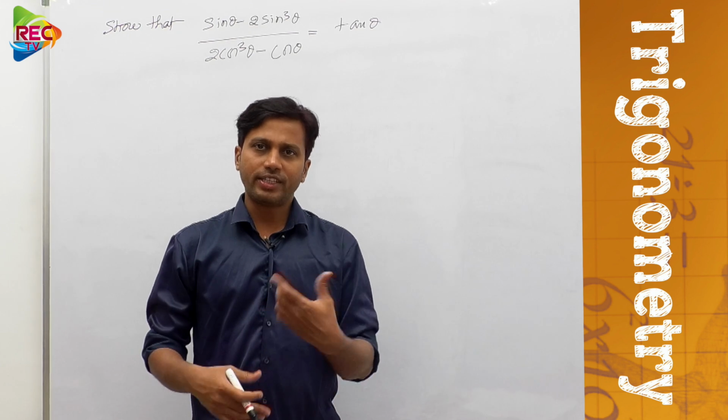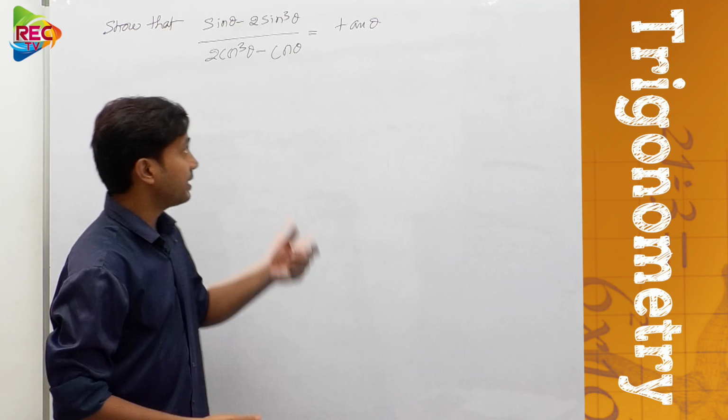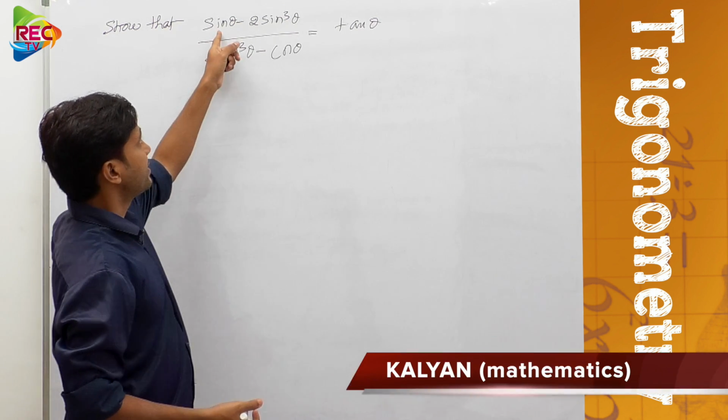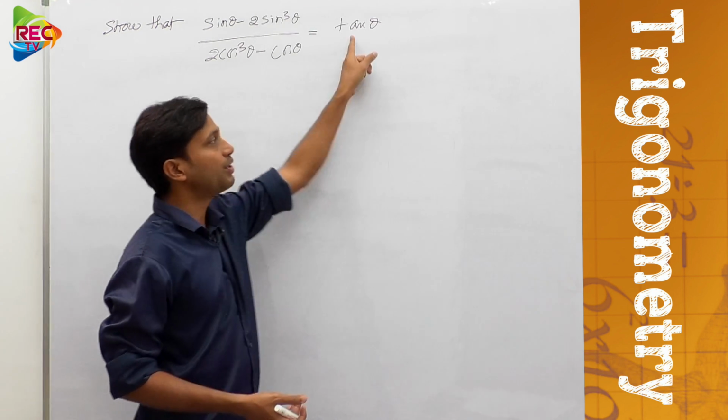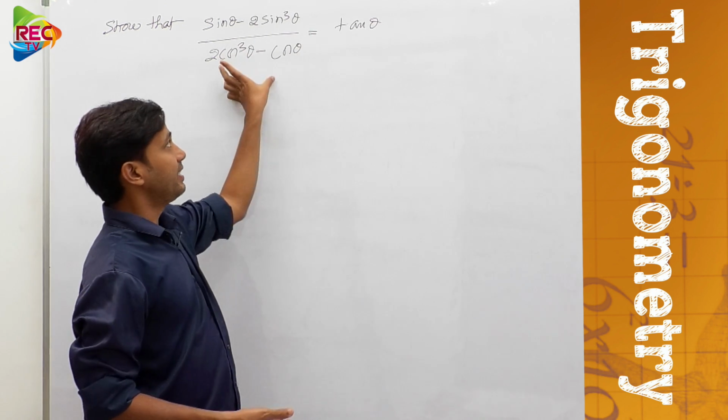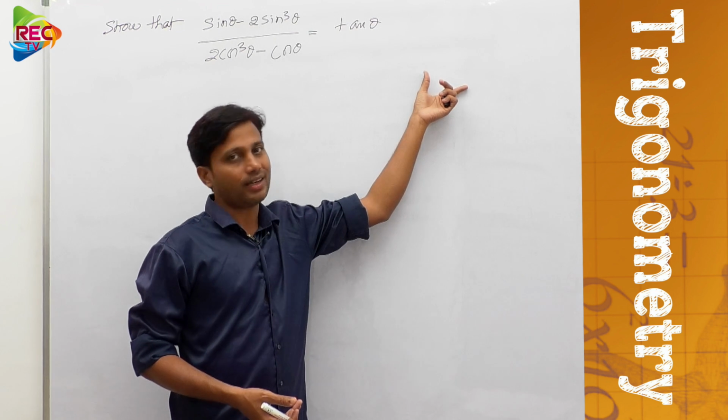So let's solve the next problem. Okay, so let us see what it is. Here we need to show that (sin theta minus 2 sin cube theta) by (2 cos cube theta minus cos theta) equals tan theta. Let us take LHS and we need to get RHS part.